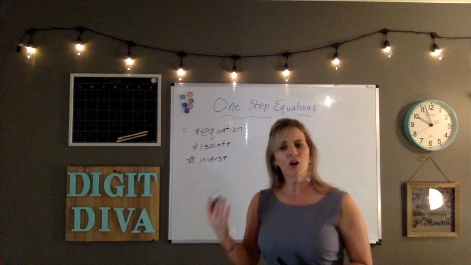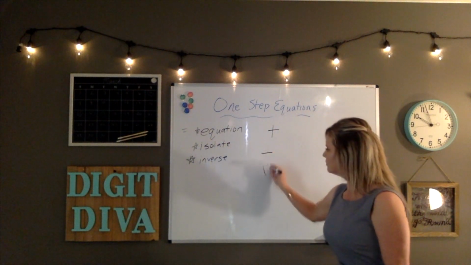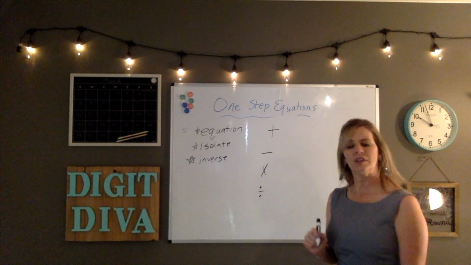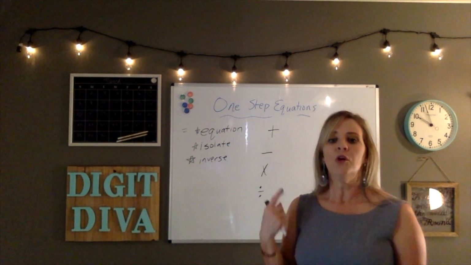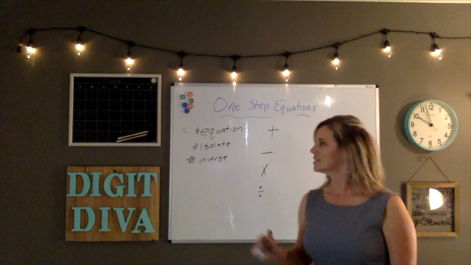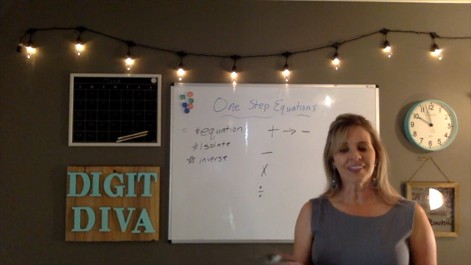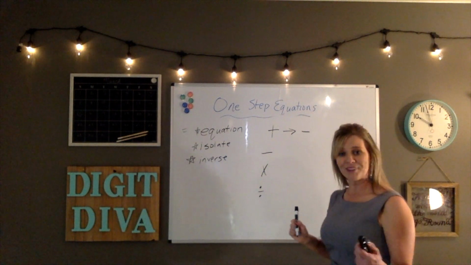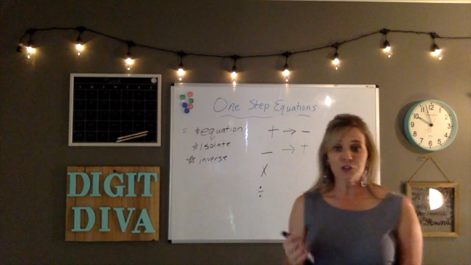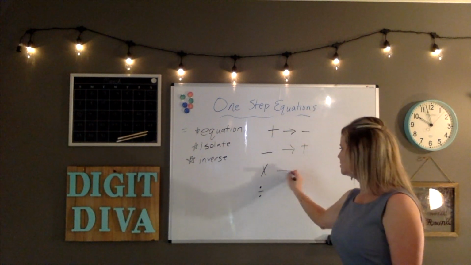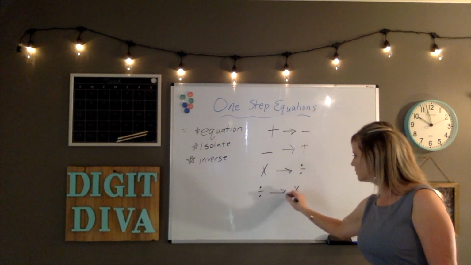Okay, so let's talk about our inverse operations. So we have plus, minus, multiplication, and division. So we need to know what the opposite of each one of those operations are. What are their inverse operations? So the inverse operation of addition is subtraction. The inverse operation of subtraction is addition. The inverse or opposite operation of multiplication is division. And the opposite of division is simply multiplication.